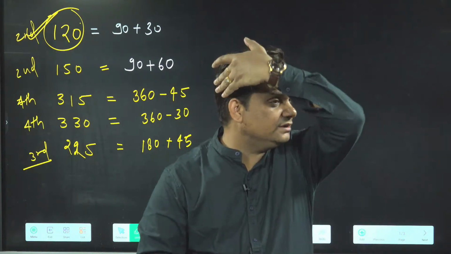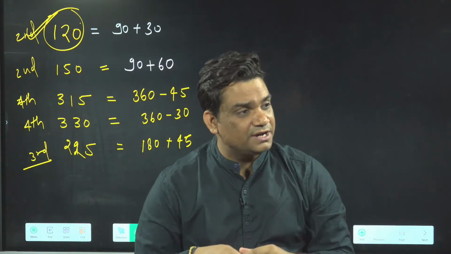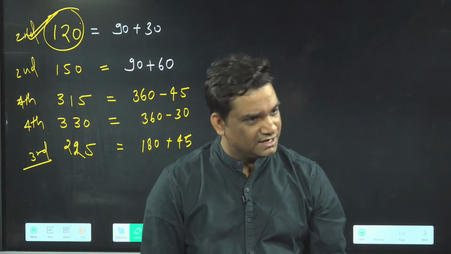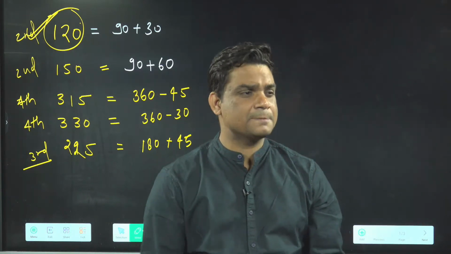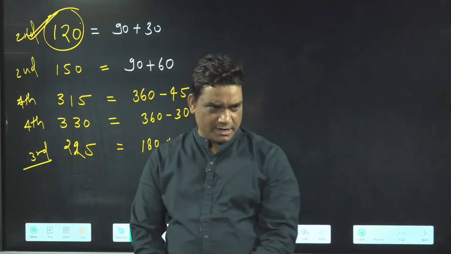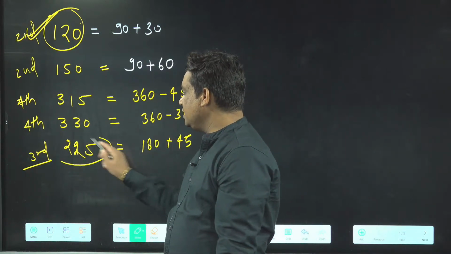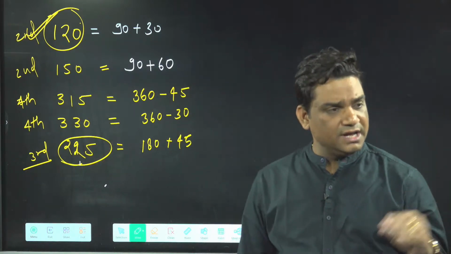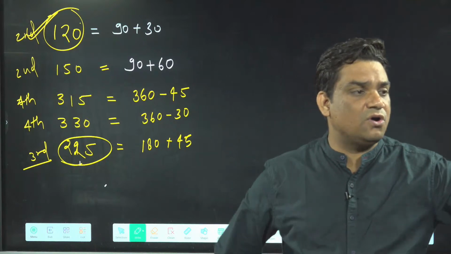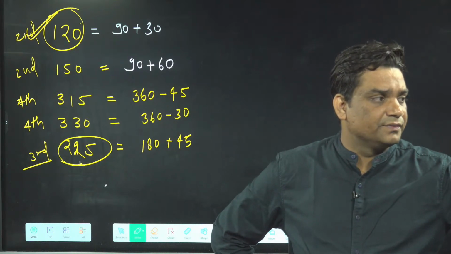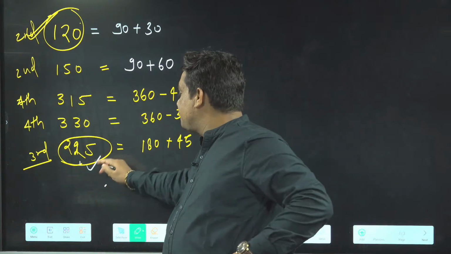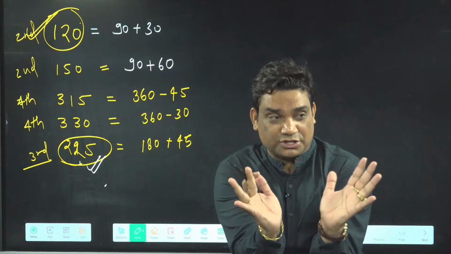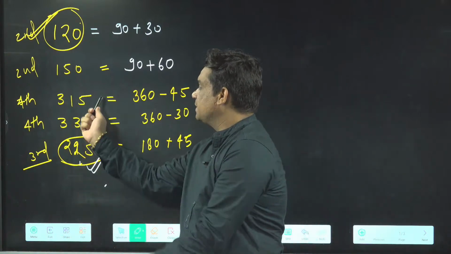Positive. Cos 120? You have to be very fast. Negative. Tan 120? Negative. If I say sine 225? Negative. Cos 225? Negative. Tan 225 is positive.